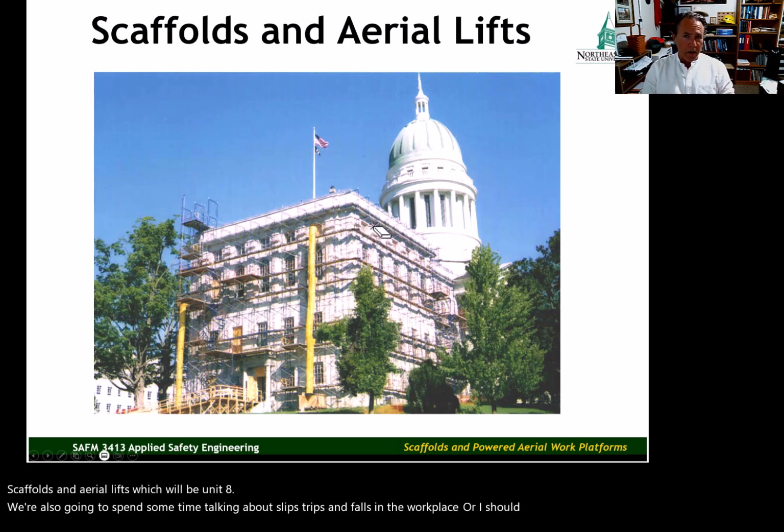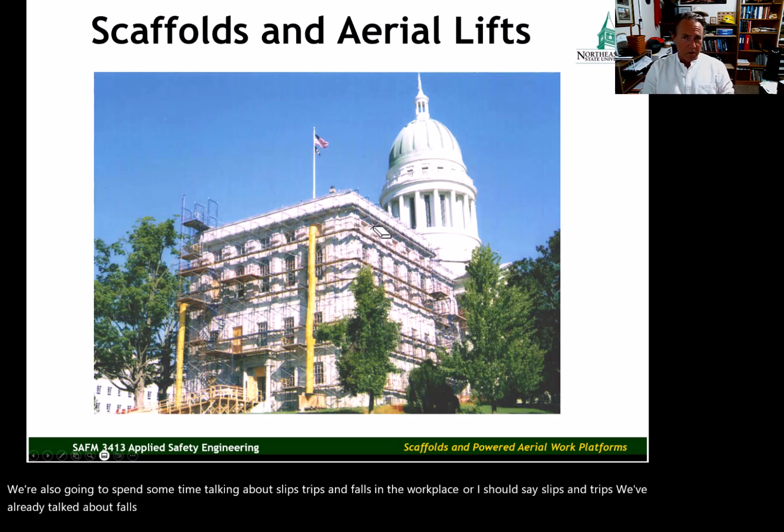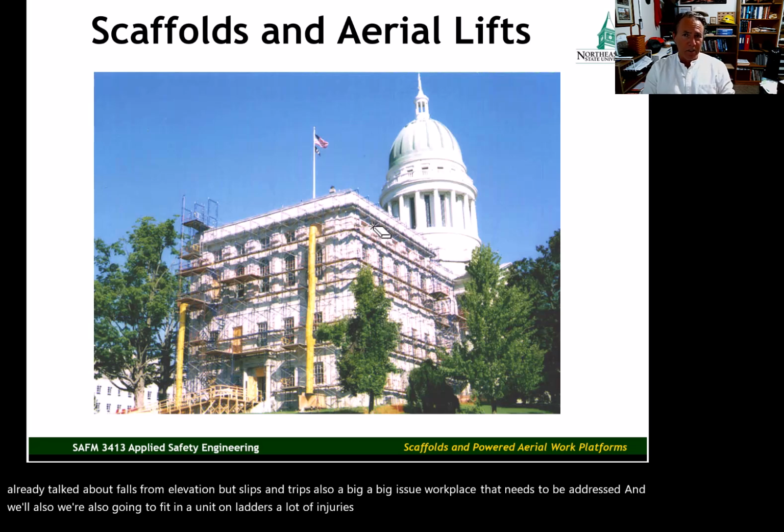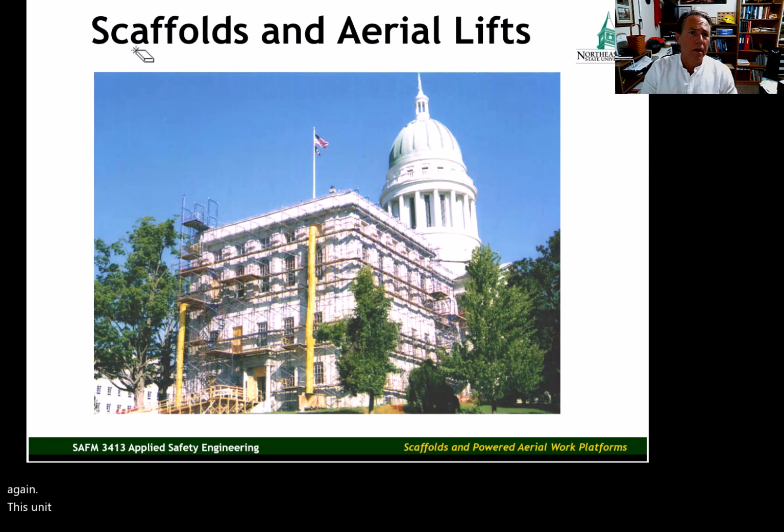We've already talked about falls from elevation, but slips and trips are also a big issue in the workplace that needs to be addressed. And we're also going to fit in a unit on ladders. A lot of injuries involve ladders that are misused, used improperly. But again, this unit, scaffolds and aerial lifts, is going to be a very basic introduction.